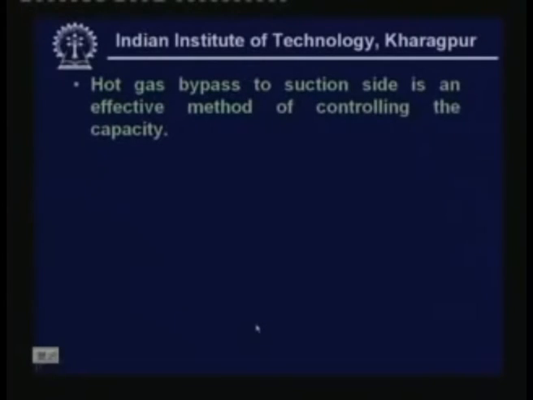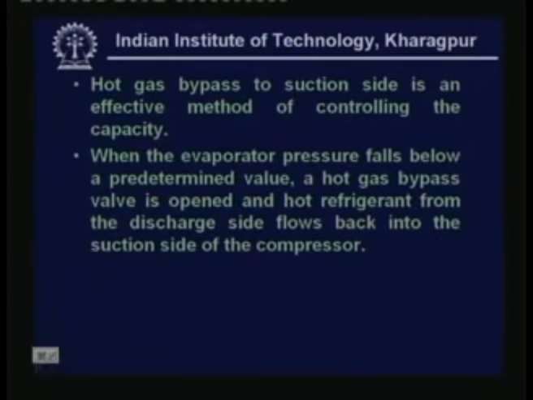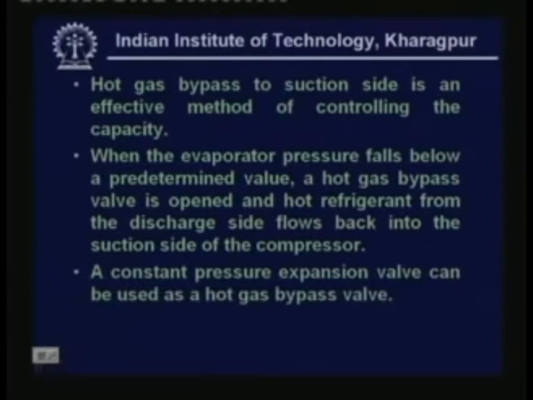Okay, so now let us look at the characteristics of the hot gas bypass method. Hot gas bypass to the suction side is an effective method of controlling the capacity. When the evaporator pressure falls below a predetermined value, a hot gas bypass valve is opened and hot refrigerant from the discharge side flows back into the suction side of the compressor, as I have already explained. And a constant pressure expansion valve can be used as a hot gas bypass valve.